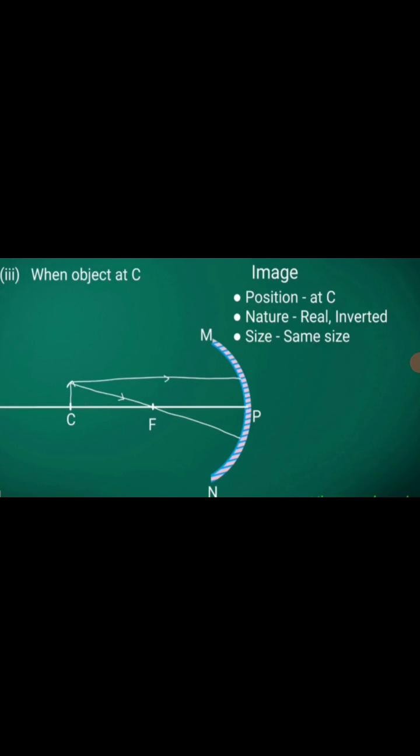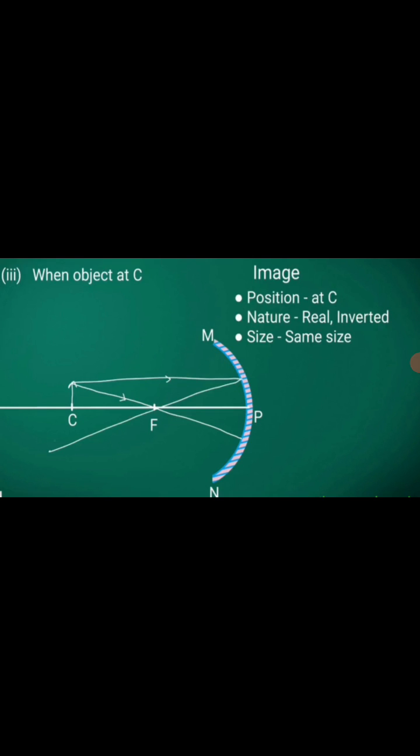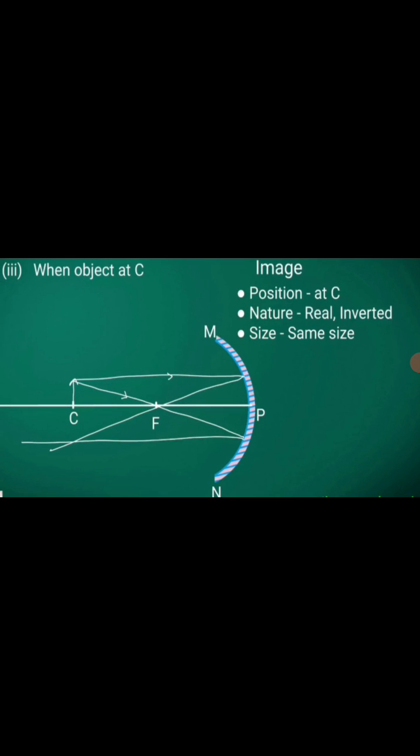Now, we have a third case when the object is at C. What is the first condition? The ray has to pass parallel to the principal axis. Therefore the next light ray has to pass through the principal focus. So now what is going to happen? Since the light ray is passing through the principal focus, apply the second rule. Now the reflected light ray has to pass parallel to the principal axis. Now both are meeting at a point, which is exactly at C only. Therefore the image is formed at C.